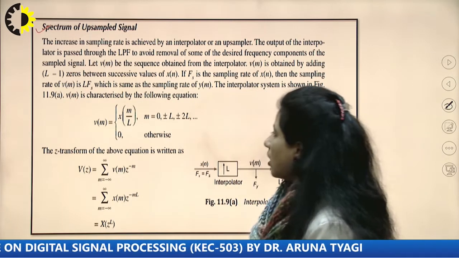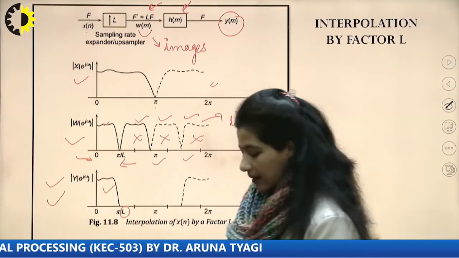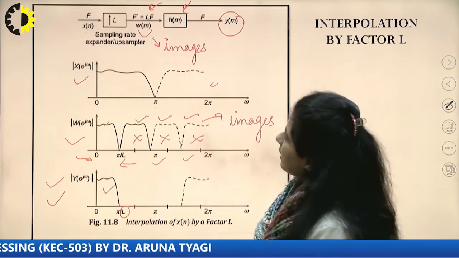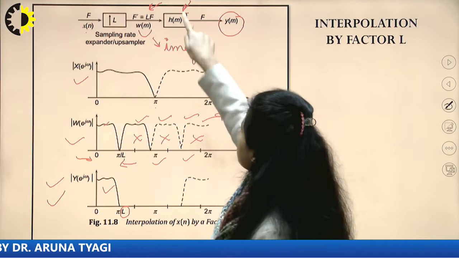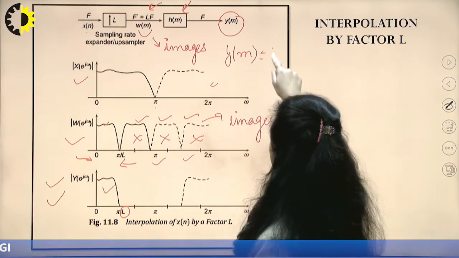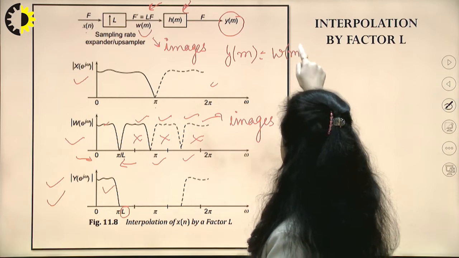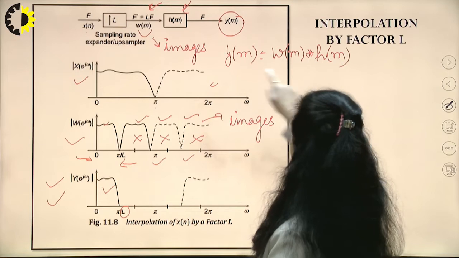How is this obtained, if I want to show it in the time domain equation? I know that whenever I'm obtaining this y[m] through this filter, the output is the convolution between the input signal, which is w[n], and the filter transfer function, that is h[m].